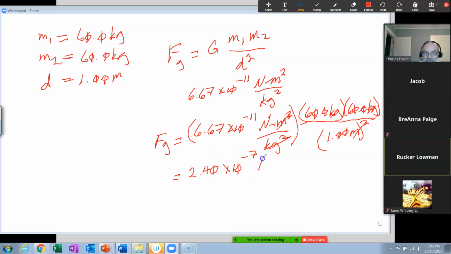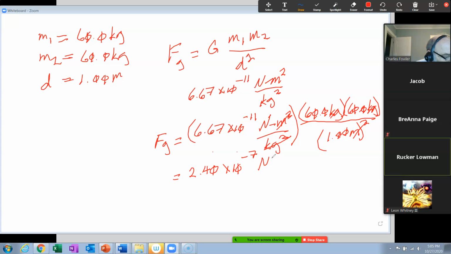And what were the units? Newtons. Okay. Do any of you think you can feel a force of 2.4 times 10 to the minus 7 newtons? Not me. That is such an incredibly small force, you don't even sense it. Not at all. And that's what they get in the book, 2.40 times 10 to the minus 7 newton.